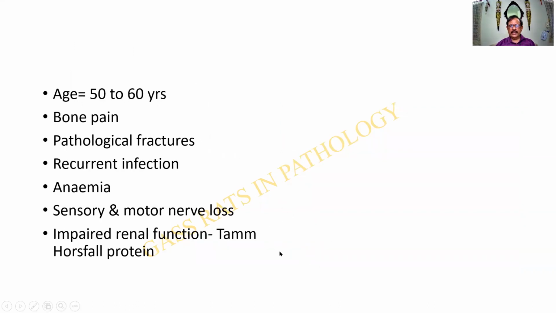And this will be the normal history. Any of this can be given to you people or may be asked as questions. What can be the complications? And we are supposed to mention pathological factors, recurrent infection. There can be loss of the sensory and the motor nerves. And there can be a retention of the protein.